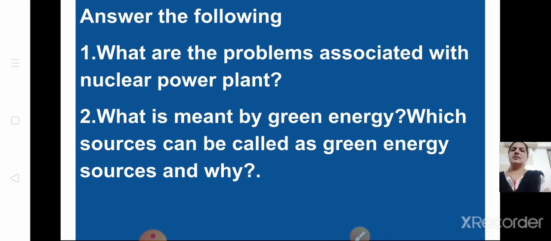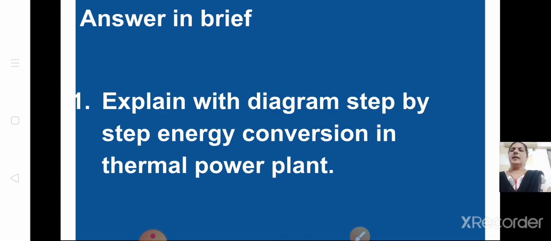This type of questions I have put. And answer in brief also: explain with diagrams step by step energy conversion in thermal power plant. Like this, you can see the types of questions.